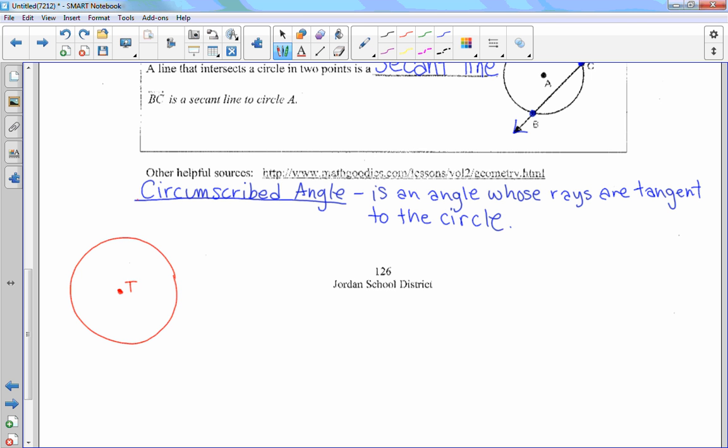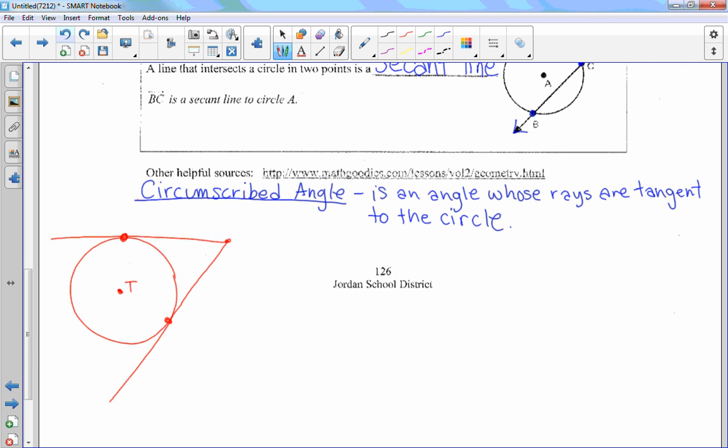Okay? We have an angle circumscribed to the circle, which means both rays of the angle have to be tangent to the circle. So if I draw a tangent line, that was a little too close. A tangent line must hit the circle only once. There's the vertex of my angle. I'm going to now do a tangent line down here, so it only hits my circle once. It creates 2 points of tangency.